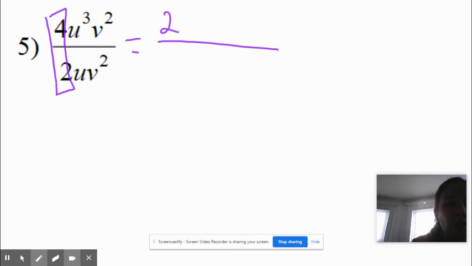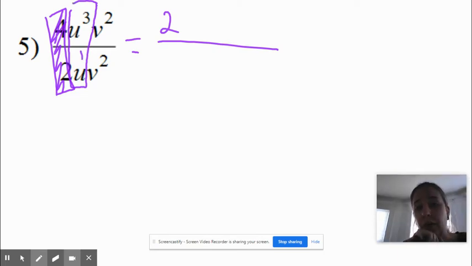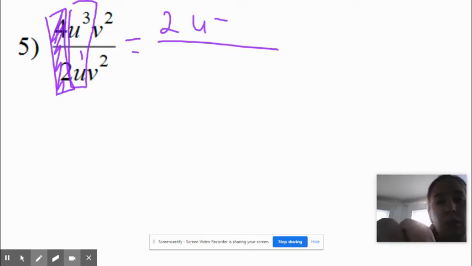Now let's take a look at our u's. We have u to the first power, right? So again, we're going to just subtract our exponents, and we know that it's going to land in the top because 3 is bigger than 1, so it's going to land in the numerator. So 3 minus 1 gives us 2. So we have u squared in the numerator.